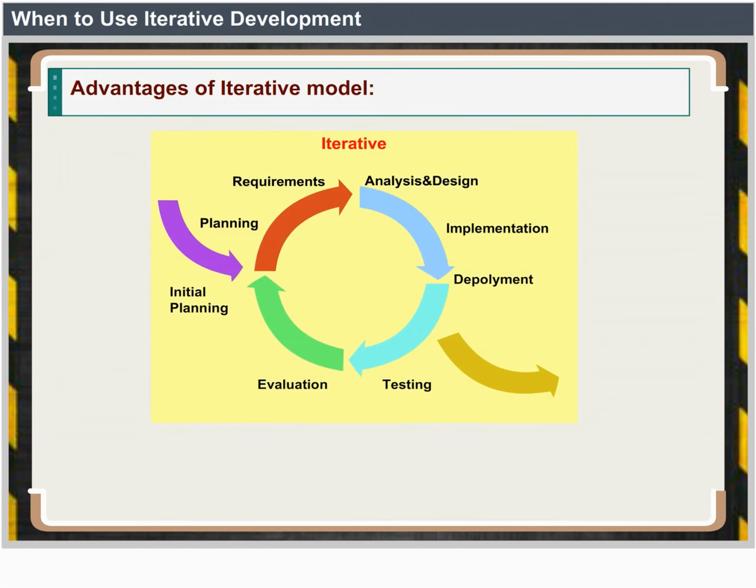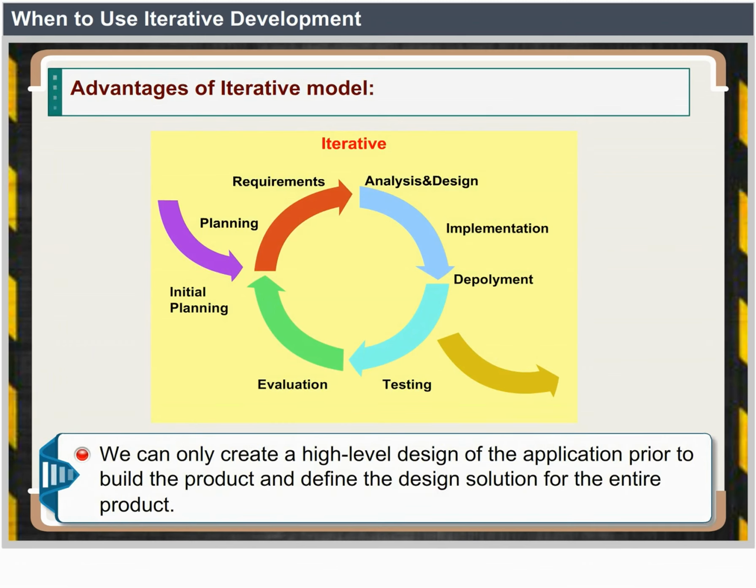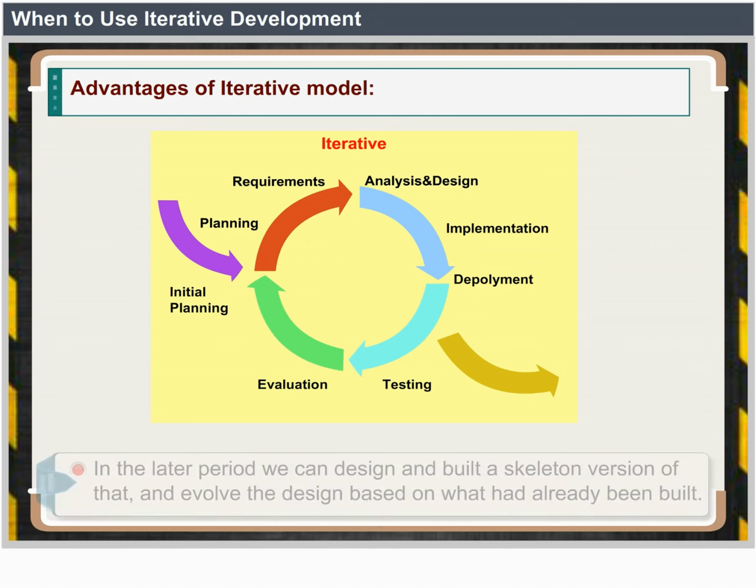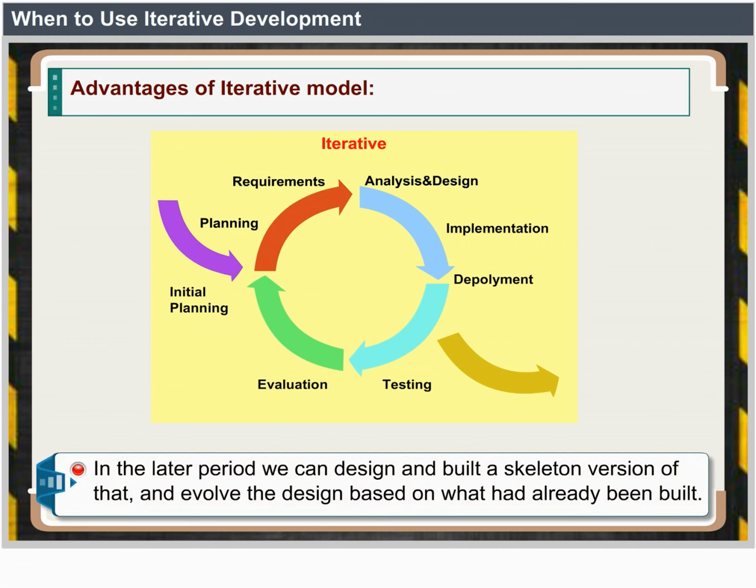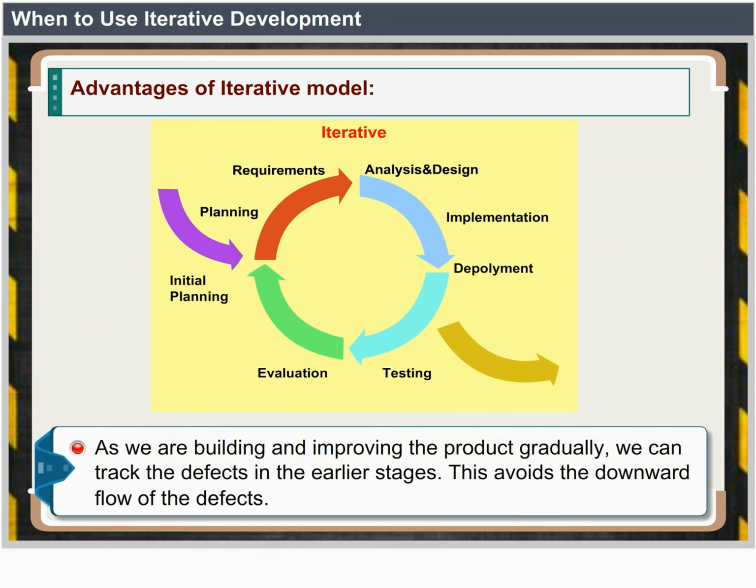Advantages of the iterative model. We can only create a high-level design of the application prior to building the product and define the design solution for the entire product. In the later period, we can design and build a skeleton version of that and evolve the design based on what had already been built. As we are building and improving the product gradually, we can track the defects in the earlier stages. This avoids the downward flow of the defects.